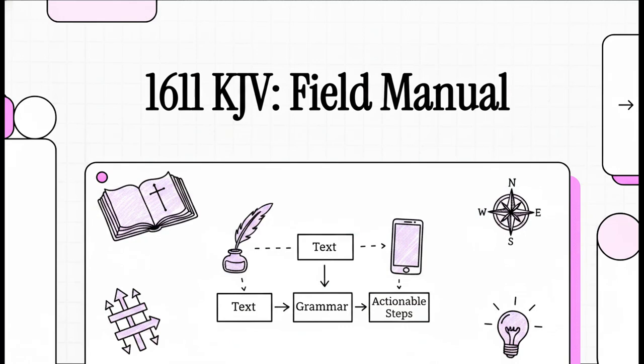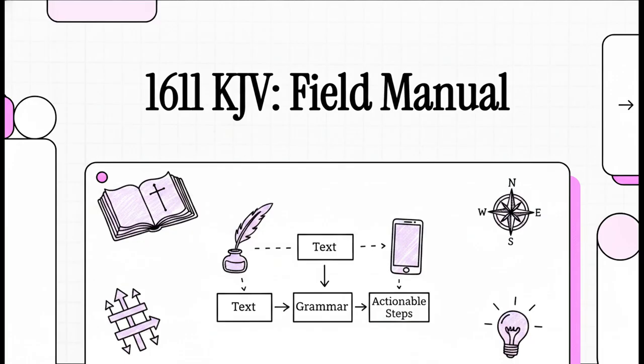Welcome to this explainer. It's so easy to look at a 1611 King James version of the Bible and just see a dusty historical relic, right? An antique book sitting on a shelf that we only really prize for its poetic Shakespearean language. But today, we're flipping the script. We're looking at this text through an entirely different lens.